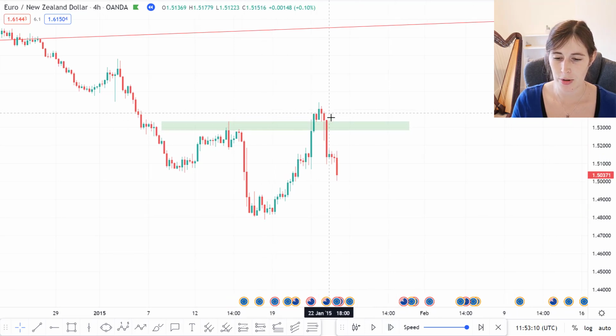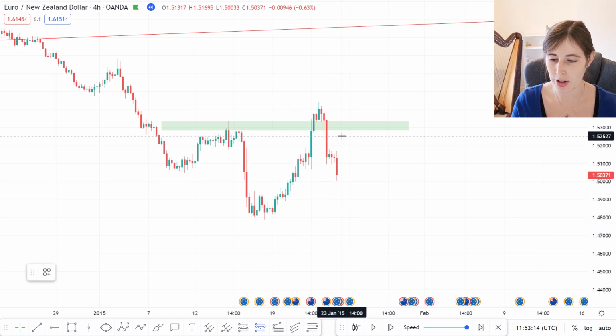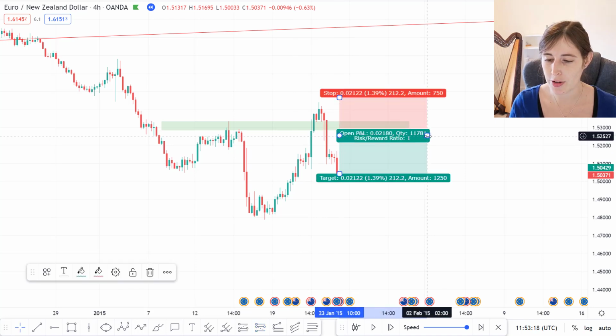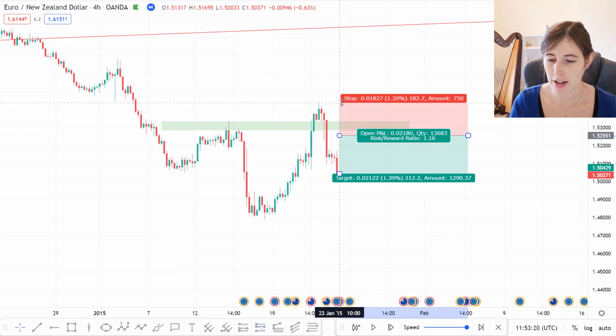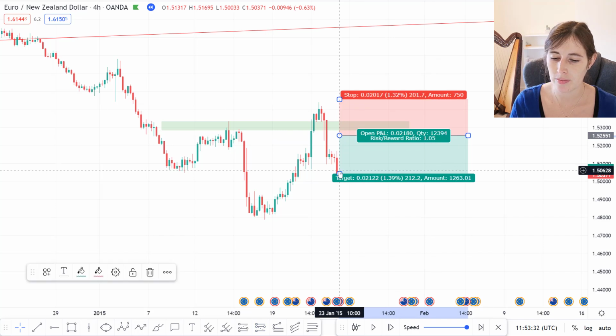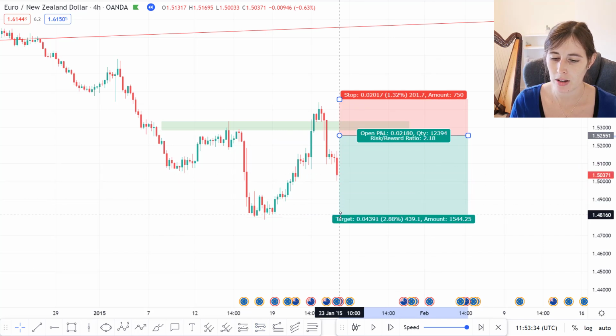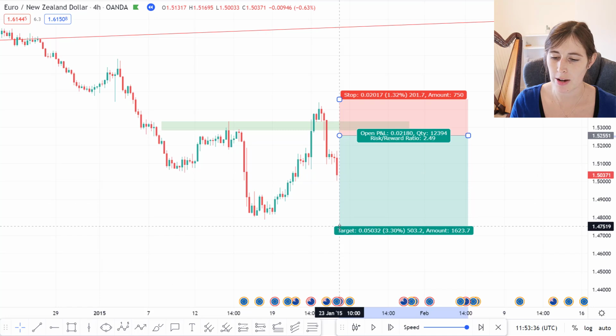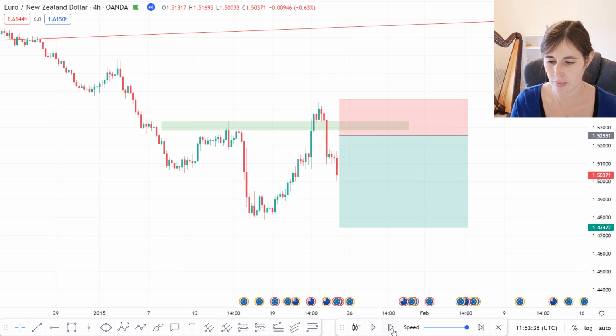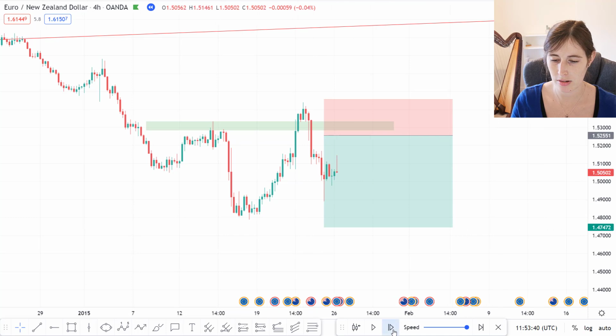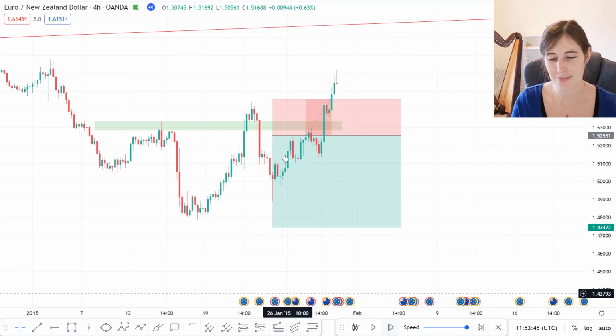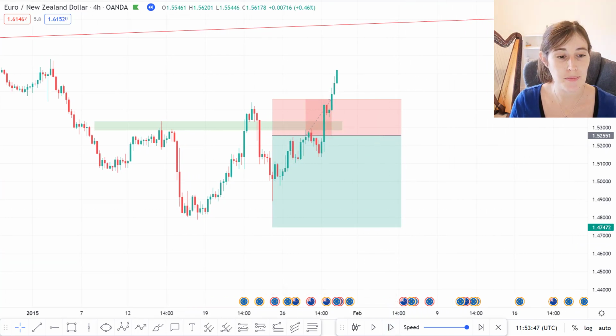Okay, so we've pushed past this structure. We've got this big bearish candle back down, so I'm going to set a sell limit order just below the structure, with a stop above the high here, and a target just a break past the low. Let's see if it gets filled. Okay, so that's -1.